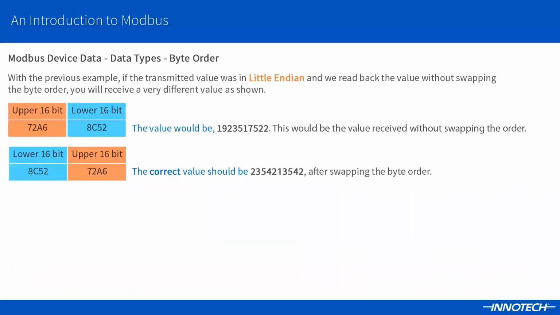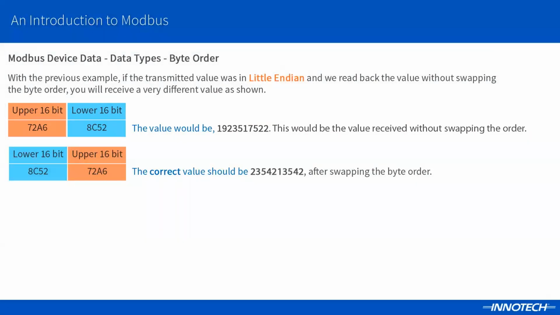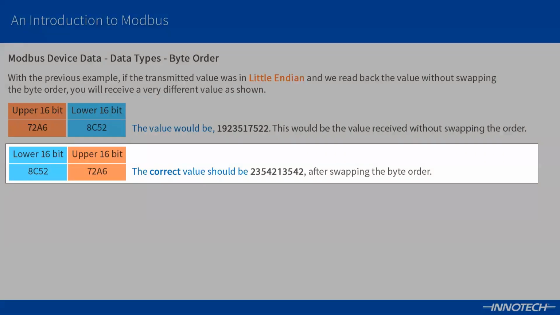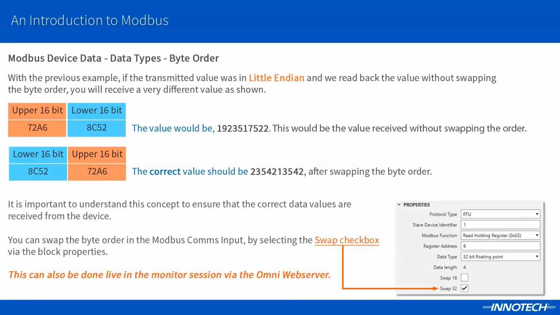Here we can see the result of the transmitted order and how it can affect the actual value shown at the master device. If the upper register is read first, the value is not what is expected. Reading the lower 16-bit register first provides the correct value for this 32-bit register. If needed, the byte order can be swapped in the Modbus comms block to provide the correct value. This can be done via focus or live in the Omni web server monitor session, which is valuable during testing or commissioning.